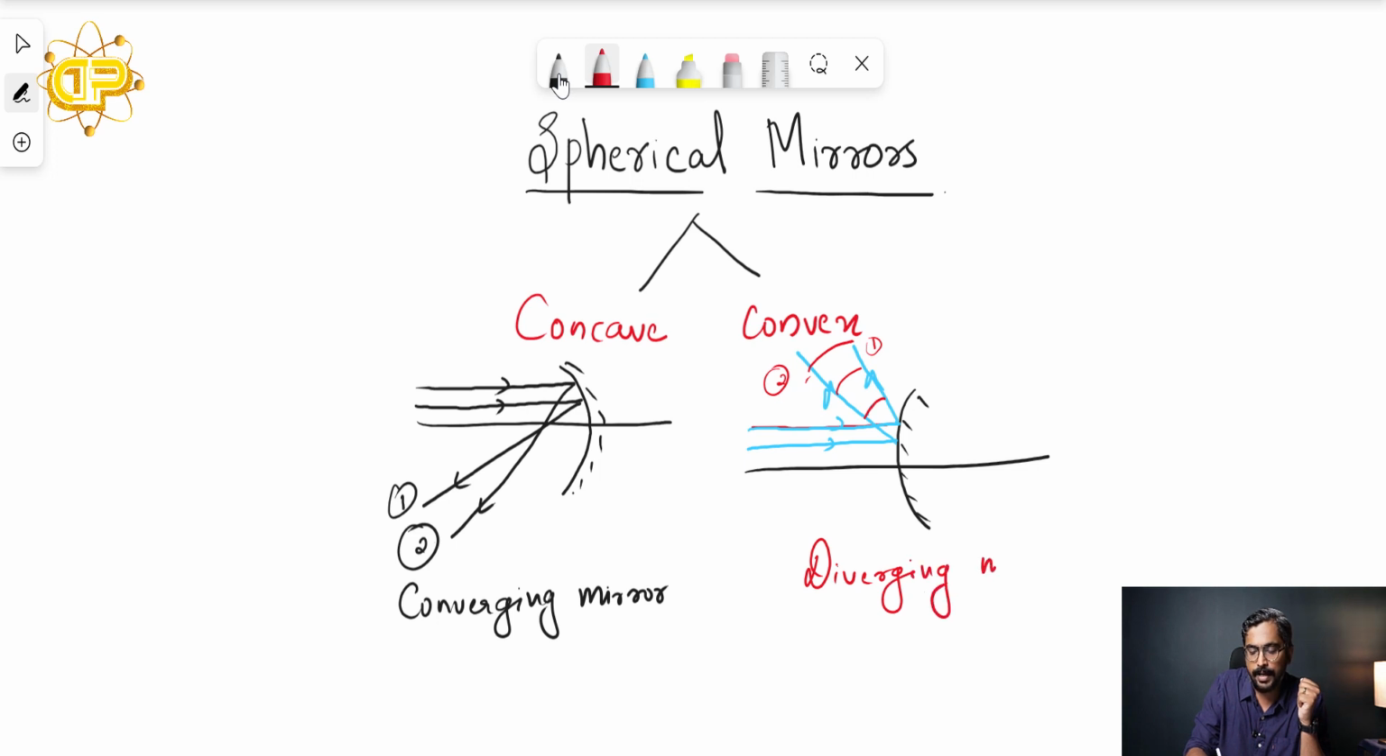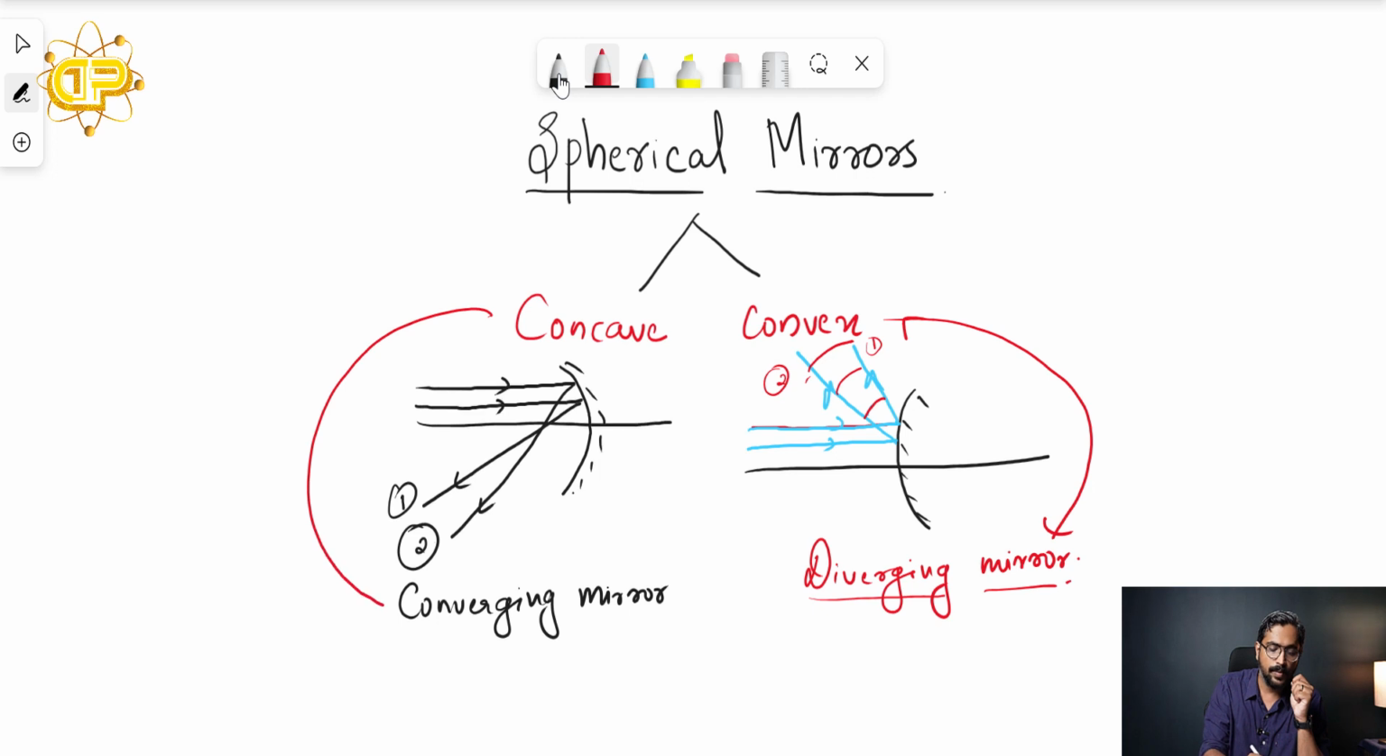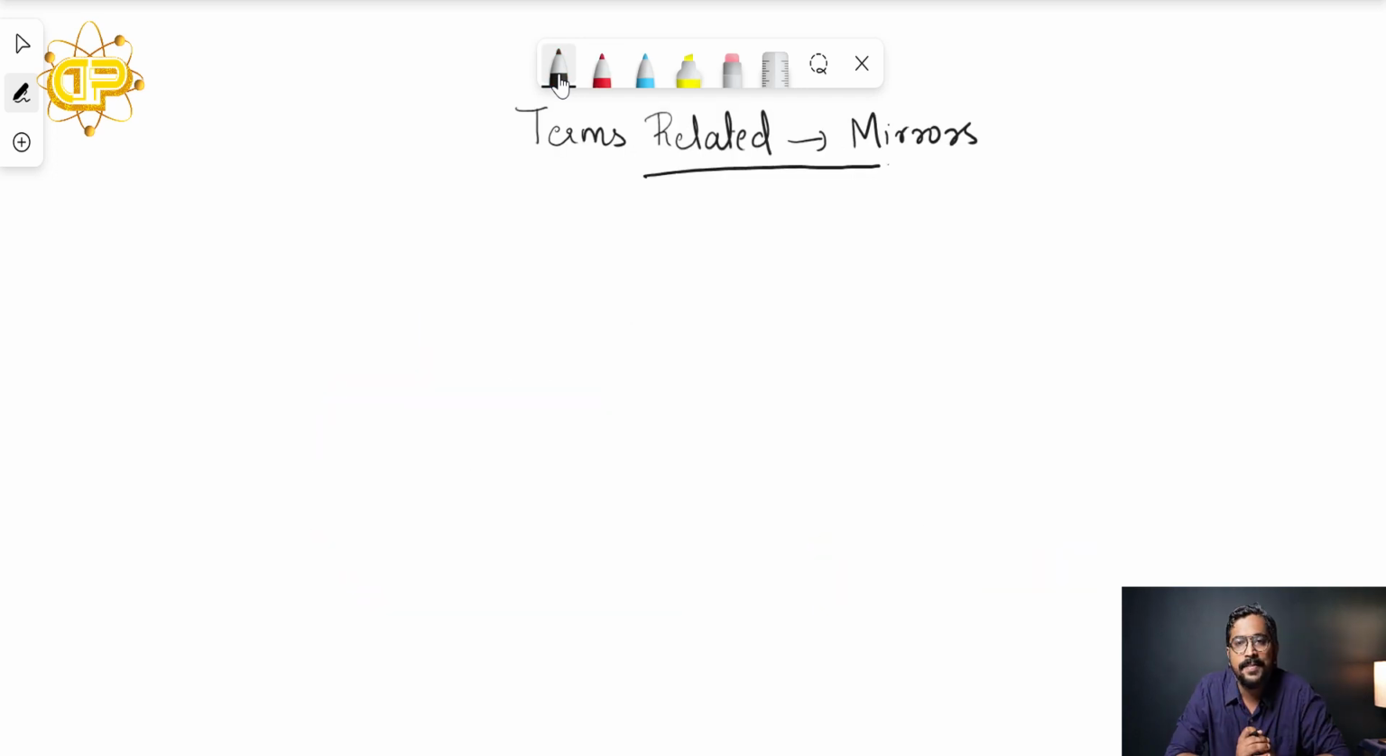So in the exam, if a question is asked about the properties of a diverging mirror, you need to know that a diverging mirror is otherwise called a convex mirror, and a concave mirror is known as a converging mirror.